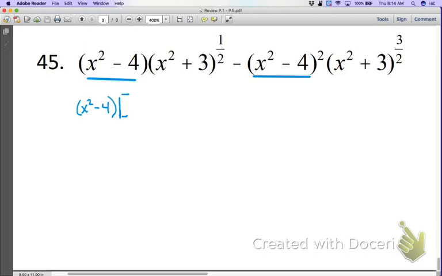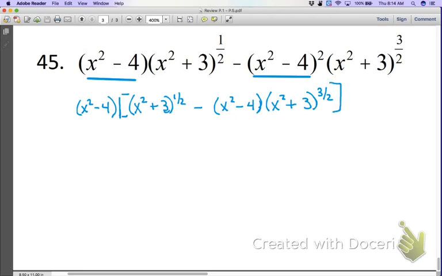So then, what we have left is x squared plus 3 to the 1/2 power minus x squared minus 4, because I still have one left because there's two of them. And then the x squared plus 3 to the 3/2 power.